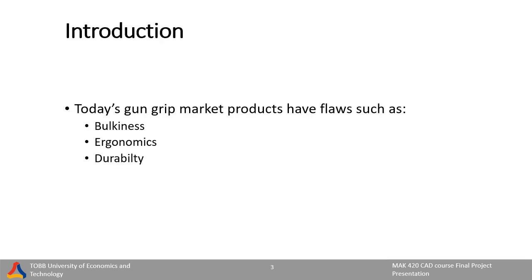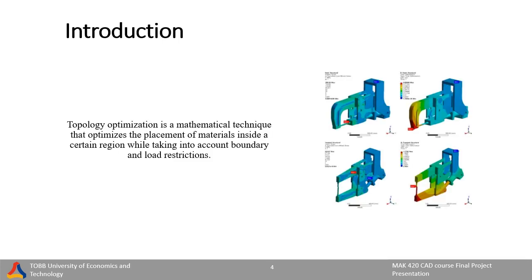The most important factor when designing gun grips is their cost. Since the price is kept in the foreground, the gun grips that are generally in the market have some flaws. They are unnecessarily large, ergonomics are kept in the background, and they are not durable enough. We use topology optimization while designing. Simply, topology optimization is a mathematical technique that optimizes the placement of materials inside a certain region while taking into account boundary or load restrictions.